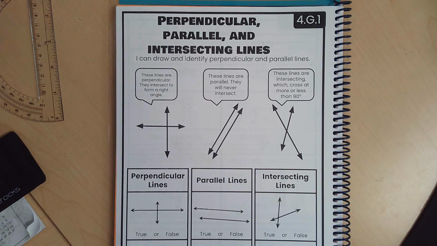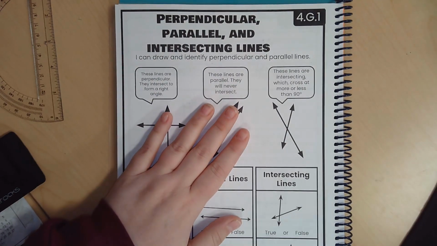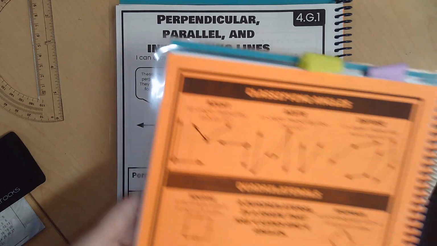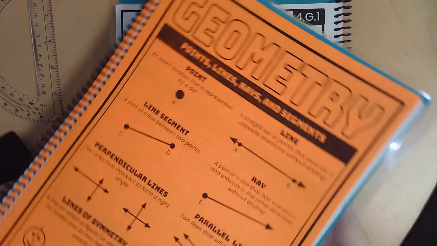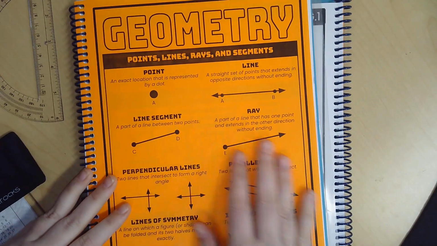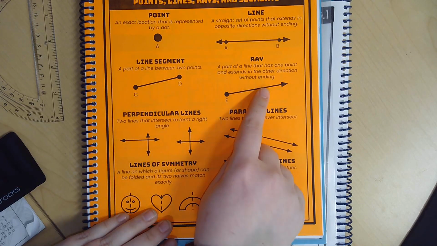All right, so for lesson 3, last time we learned about different kinds of angles. Now we're going to learn about our different kinds of lines. Your lines are up here on your first page. We talked about how there are lines, segments, and rays.